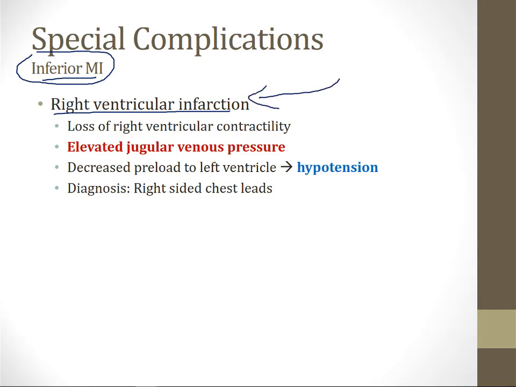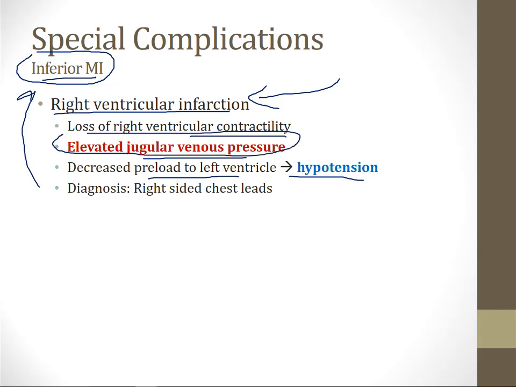When the right ventricle becomes ischemic, it loses its contractility, and this will raise pressure in the right atrium and lead to elevated jugular venous pressure. In addition, one of the main jobs of the right ventricle is to pump blood to the left heart as preload. So when the right ventricle becomes ischemic, there is decreased preload to the left ventricle, and this can lead to hypotension. So the two hallmarks of a right ventricular infarction occurring as a complication of an inferior STEMI are elevated jugular venous pressure and hypotension. Very high yield, remember that.